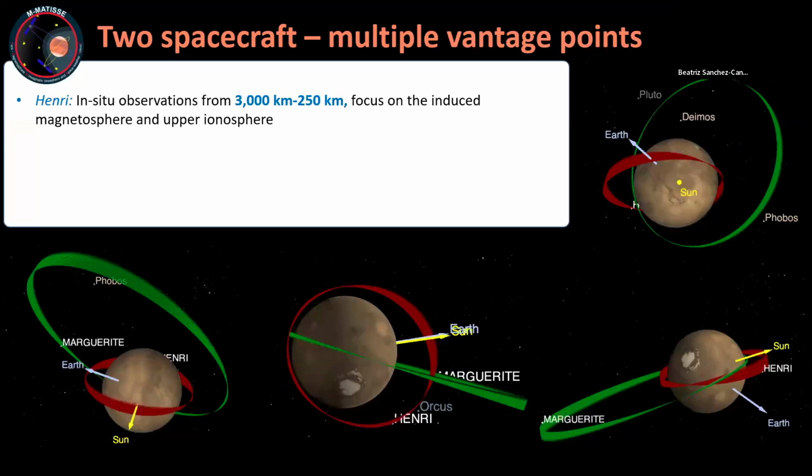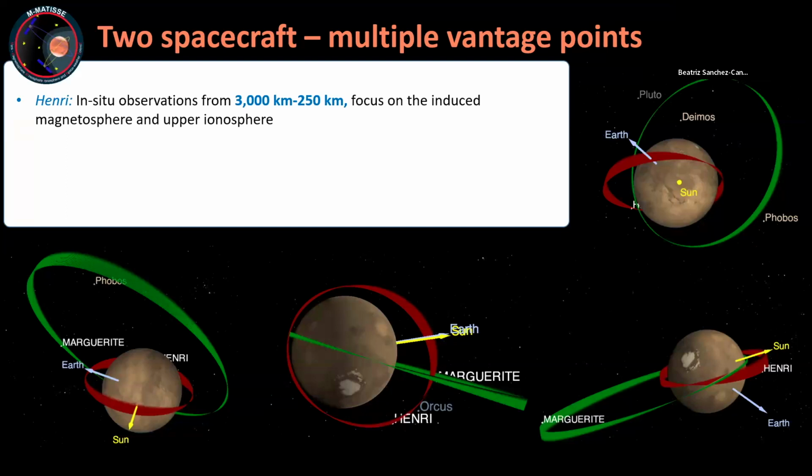So going to the mission itself, we have two spacecraft, which we have called Henri and Marguerite. Henri for Henri Matisse, and Marguerite for Marguerite, who was the daughter of Matisse. And two orbits. These are different sketches provided by ESA of the different configurations that we have. We are playing at the moment with the orbits to see which one works better for the science.